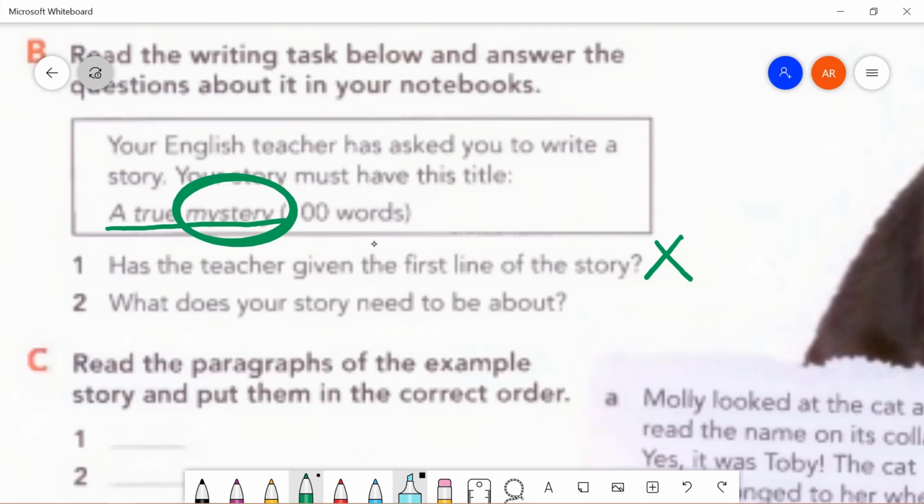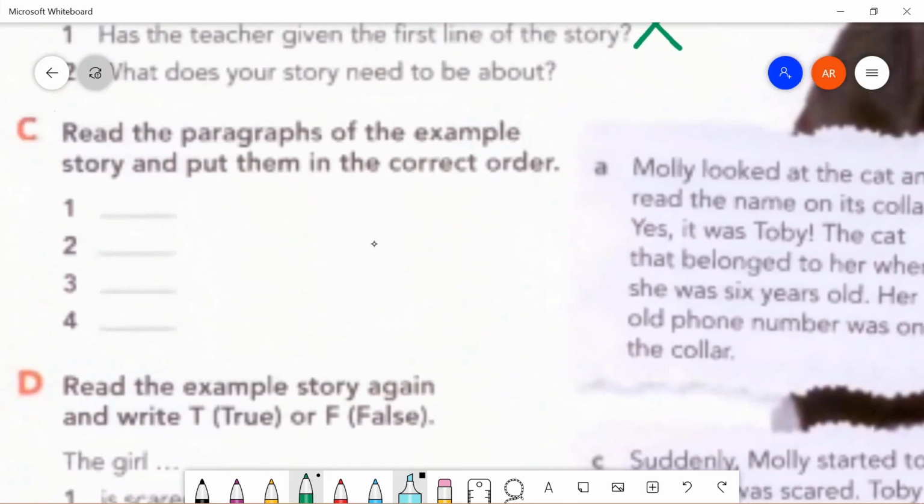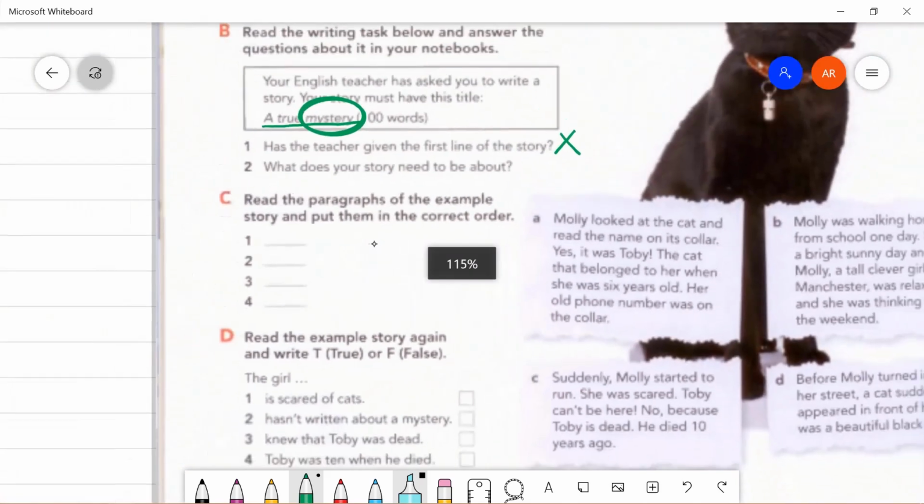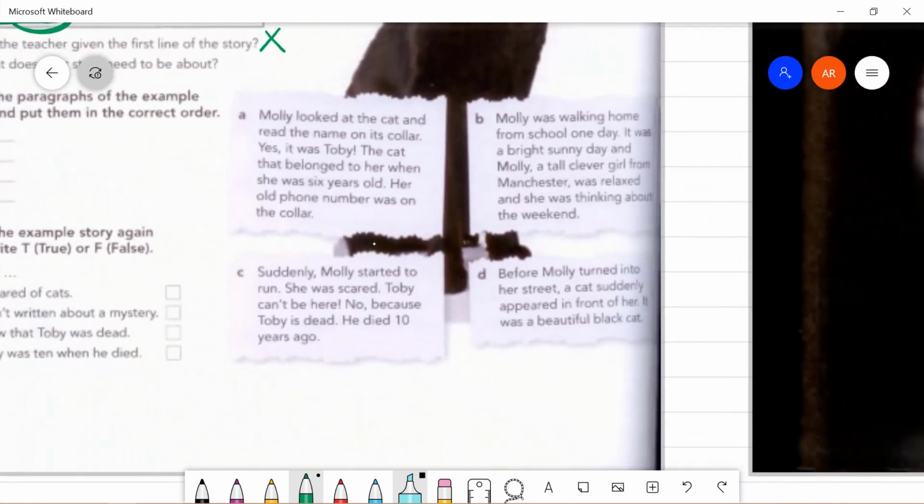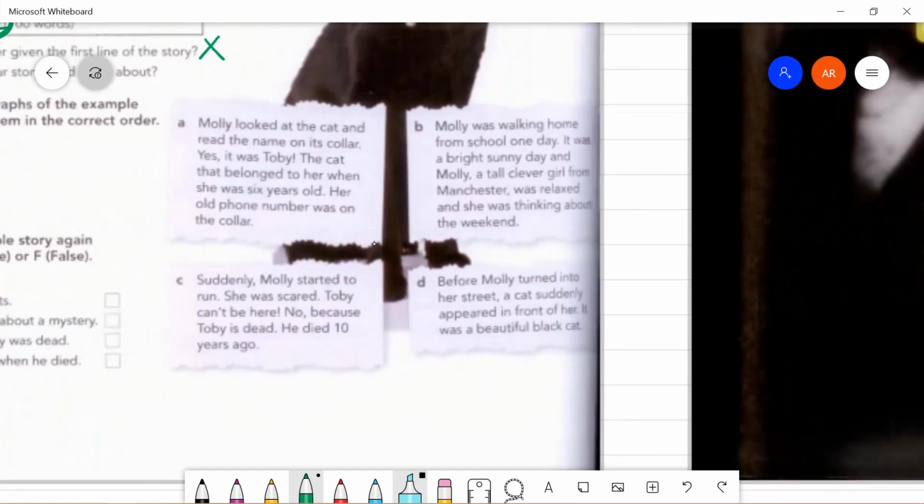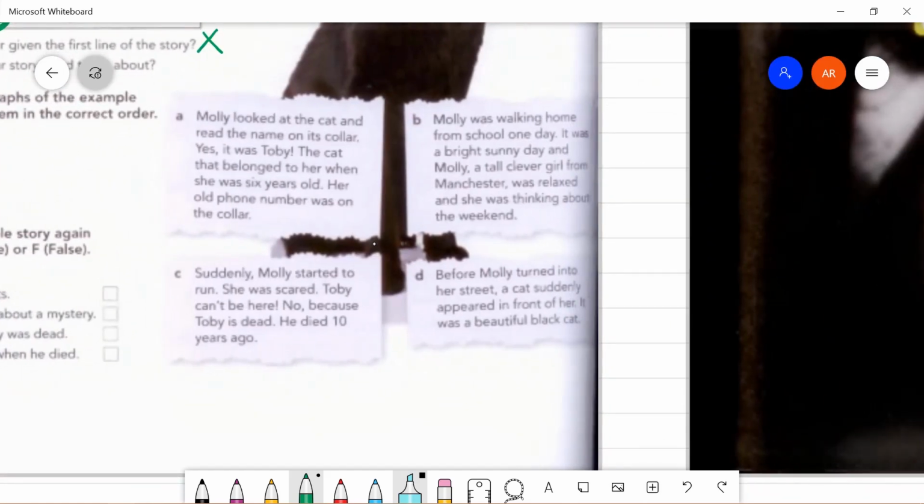Okay, let's look at C, the next one. Read the paragraphs of the example story and put them in the correct order. Okay, where is the paragraph here? So, paragraph A, B, C, D. There are four paragraphs. So we have to read the paragraphs and then put them in correct order. Which one is the first one? Which one is the second paragraph? Which one is the third paragraph? Which one is the fourth paragraph? All right, so let's read it one by one together.